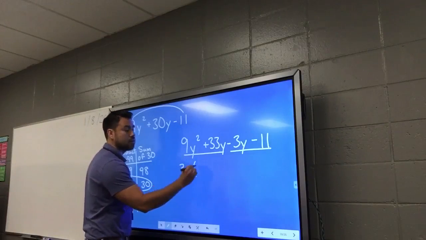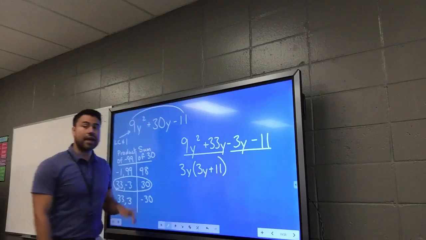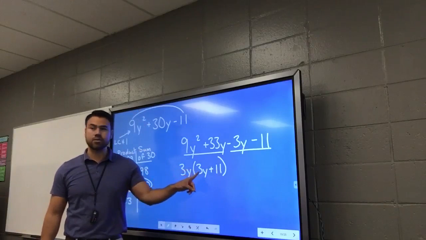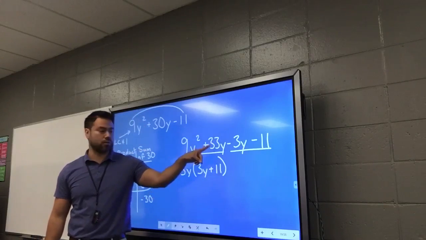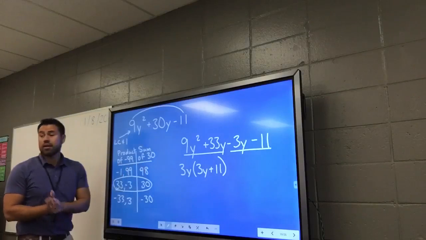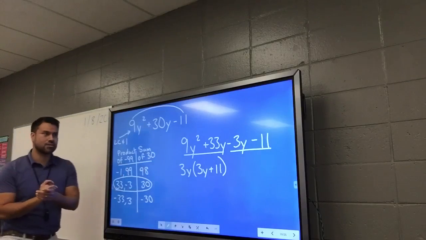What's left here? 3y plus 11. I check it real quick. What's 3y times 3y? 9y squared. What's 3y times 11? 33y. So that works. That's good. Second two terms. They are both negative. What's the GCF of the second two?